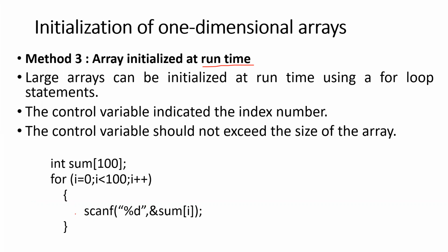During runtime, how can we initialize? In runtime, when we initialize, we are using a for loop. That means we are using a scanf statement. What is runtime? When we are running, we are getting the values for the array. We are initializing the values of the elements of the array. Only the declaration we are writing in the program. Values we are not assigning, we are not initializing the array in the program.